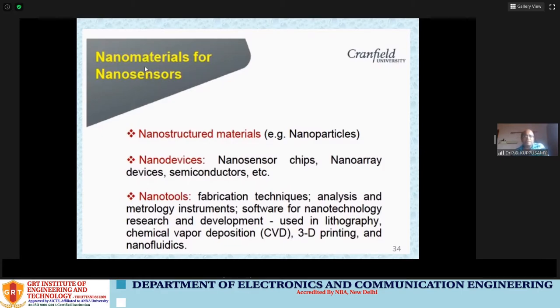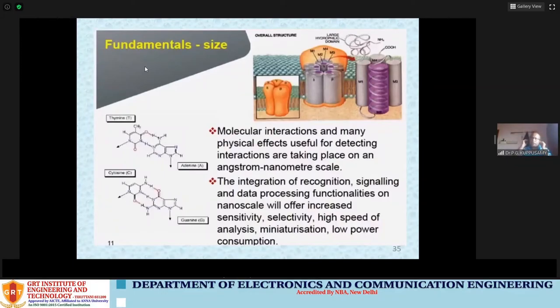When you are designing your nano devices, you should know what size you require. The dimension of your biosensor is very important. The size plays an important role while designing your biosensor devices. Molecule interactions and many physical effects used for detecting interaction take place on the angstrom to nanometer scale.